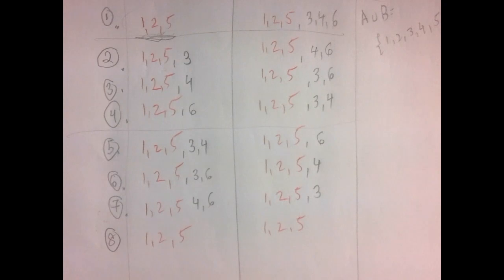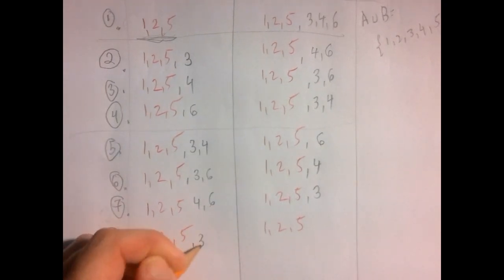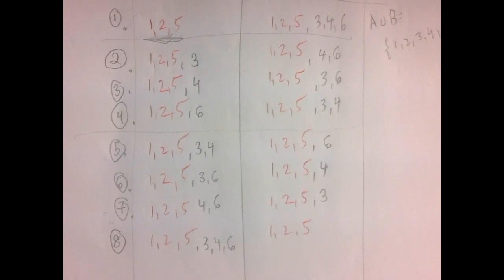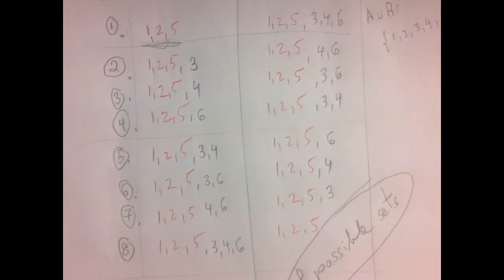And finally, we could choose to put all 3 numbers, 3, 4, and 6, into A, and then B would have to remain 1, 2, 5. This is the case that we found with the first case. So it looks like there are 8 possible sets for A.